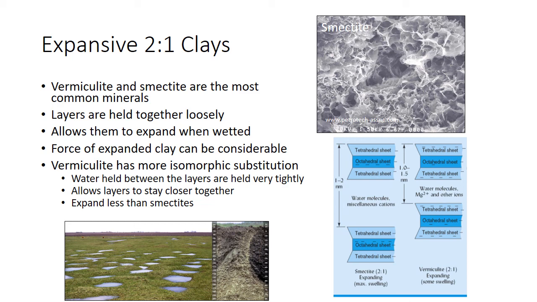So vermiculite has more isomorphic substitution. So it has more cations that are substituting for the center cations in the sheets. And what that does is result in those layers being held closer to one another and not expanding quite as much. So vermiculites are less expansive than smectite.